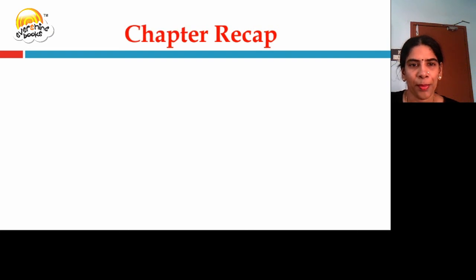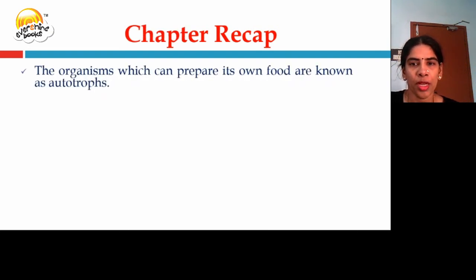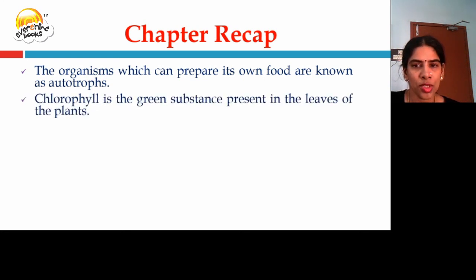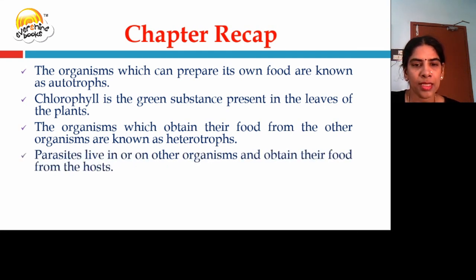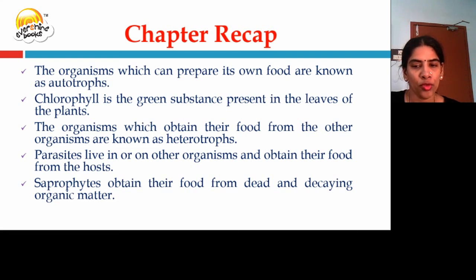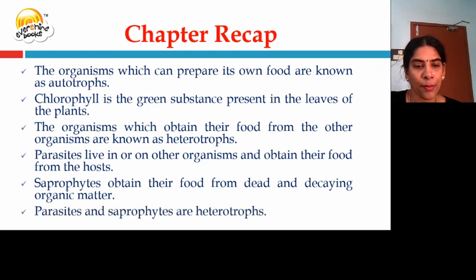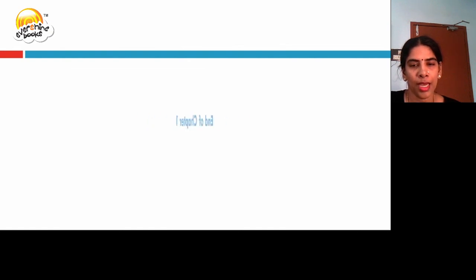Let us have a chapter recap. Organisms which can prepare their own food are known as autotrophs. Chlorophyll is a green substance present in the leaves of the plant. Organisms which obtain their food from other organisms are known as heterotrophs. Parasites live in or on other organisms to obtain their food from the host. Saprophytes obtain their food from dead and decaying organic matter. Parasites and saprophytes are heterotrophs. This ends the chapter.